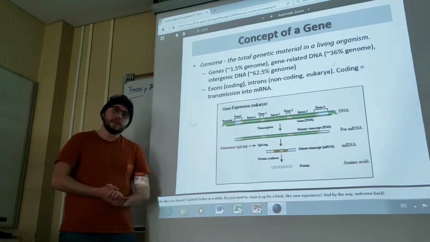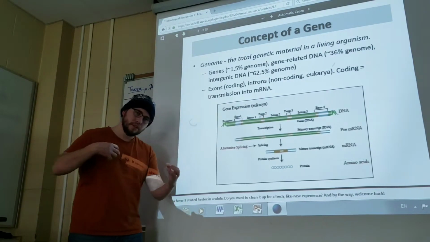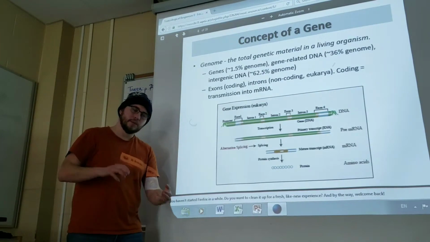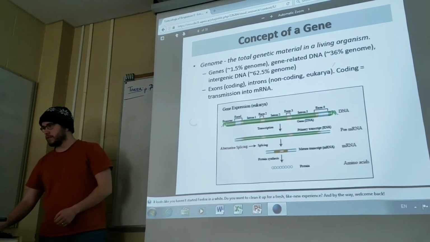So the advantage for eukaryotes in having these introns is that they can shuffle around the order of their exons, leading to more variety of proteins with the same DNA strand, because the order matters.